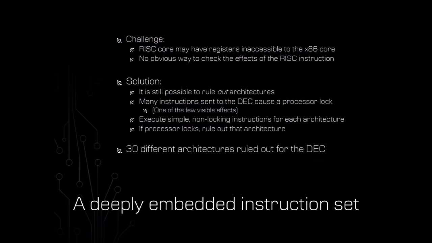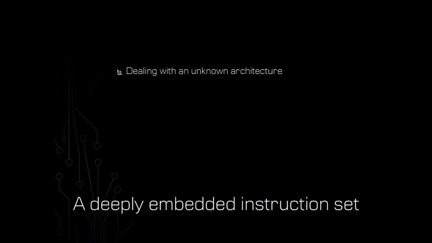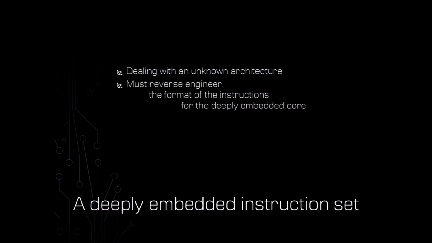Unfortunately, when I took this approach, I pretty quickly ruled out 30 very common RISC architectures for that deeply embedded core. Now, I still think that this thing is probably based off of some common architecture. There'd be no reason to spin something up from scratch, but it's probably heavily enough modified that I couldn't recognize it. So that means I've got to sort of deal with this deeply embedded core as a black box. I've got to treat this as an unknown architecture and figure out how to actually communicate with it.